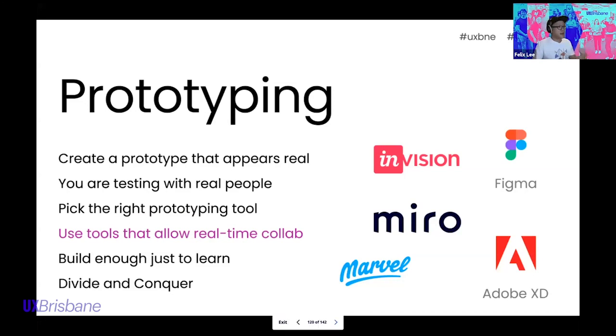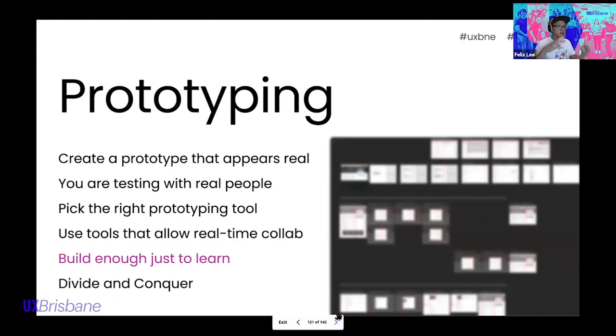As Hans was mentioning earlier, build enough just to learn. You can have a lot of different ideas, a lot of different interactions that go into this prototype, like some of the micro interactions. What about this thing that they might click on? Which is fine. It doesn't have to be all built out, because you can still remind your audience that it is still a prototype, but it has to be real enough.